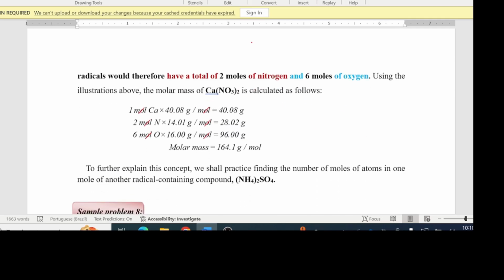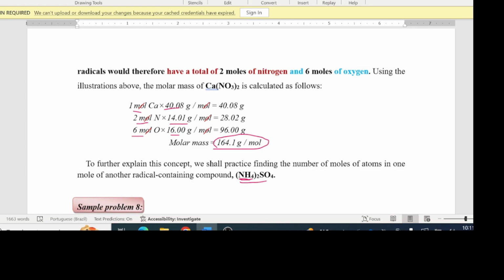So look, you have 1 mole of calcium, you take this molar mass, multiply by 1 mole, okay? You take 2 moles of nitrogen, multiply by molar mass, 6 moles of oxygen, multiply by molar mass, and you end up with this as the molar mass for calcium nitrate. You can have another one too that has radicals, okay?